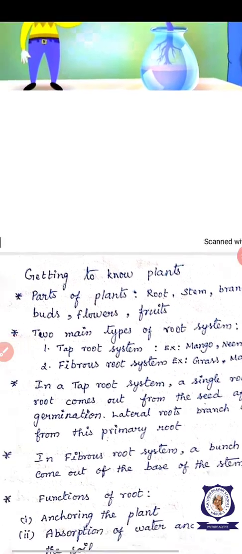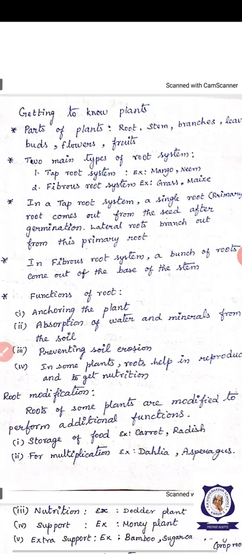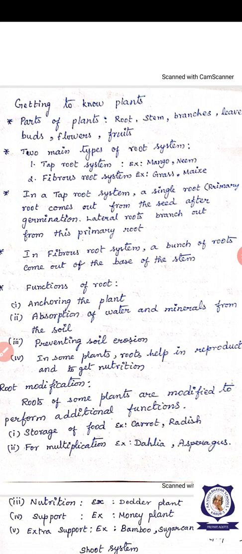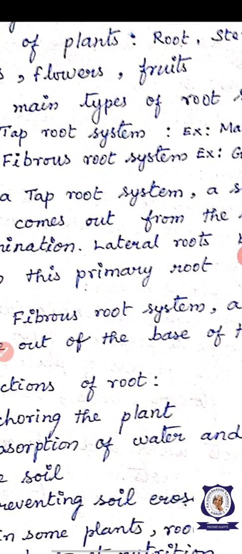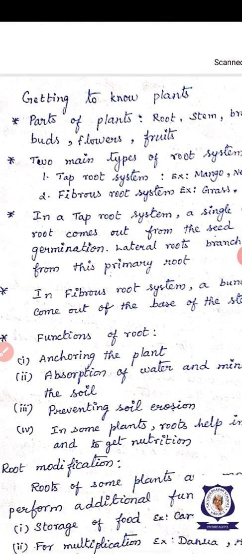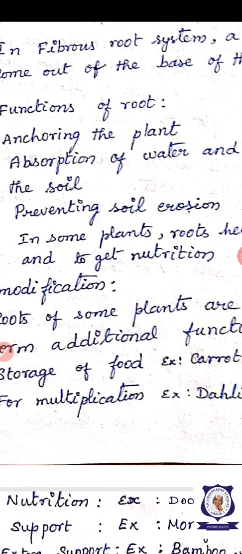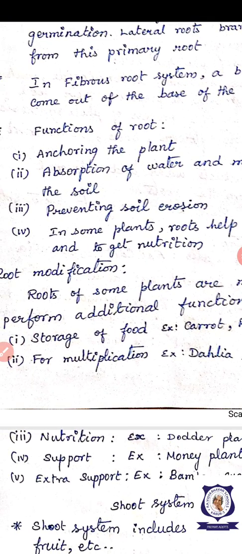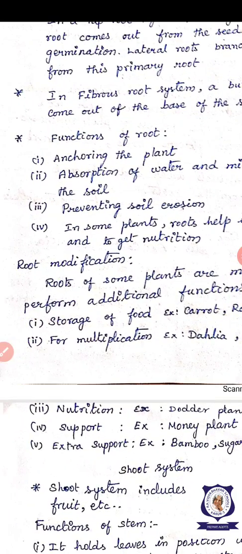Okay, so in this lesson, what are all the points we studied? Now we will just summarize or recall it. First one, parts of the plant: roots, stem, branches and leaves, flowers, buds and fruits. What are the two types of root system? Taproot system and fibrous root system. What are the functions of root? Anchoring the plant, absorption of water and minerals, preventing soil erosion, and reproduction and nutrition.